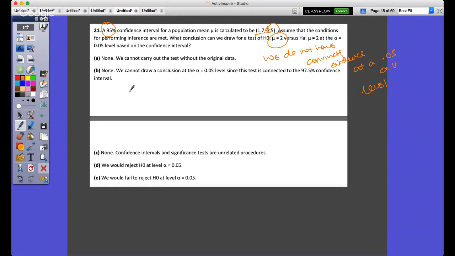What conclusion can we draw? We would reject the null. Okay, that's not true because it's inside. We'd fail to reject the null. Yeah, that would be probably true.